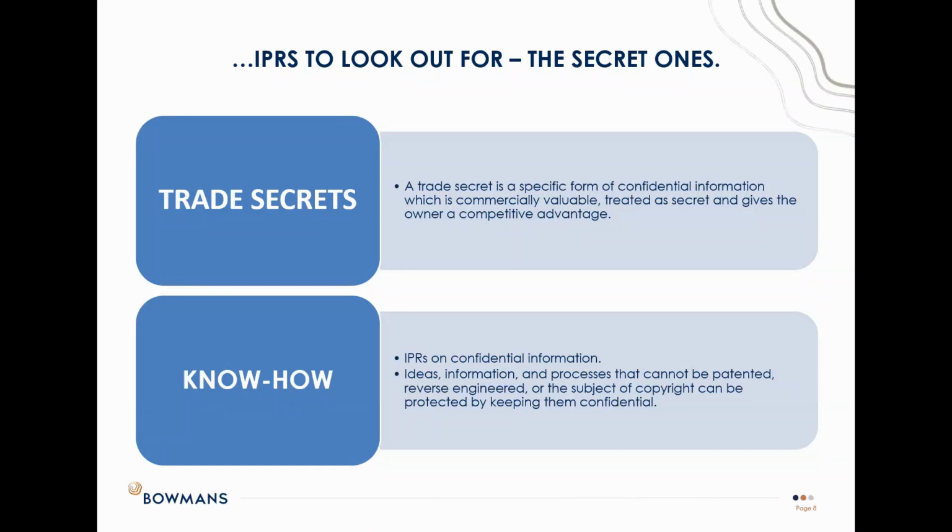So, for example, a trade secret is a specific form of confidential information. Typically, it will be, for example, a formula or a recipe. So a well-known trade secret is Coca-Cola. From a tech perspective, even algorithms can be protected as trade secrets. So the algorithm for the Google search is protected as a trade secret.